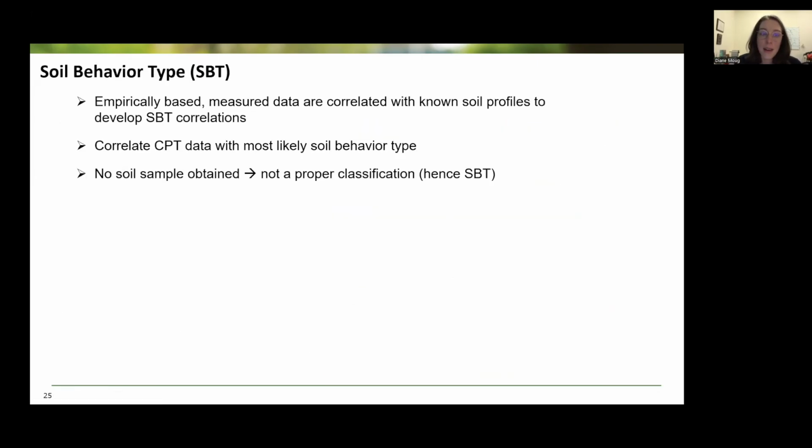That's stratigraphy. Then we have soil behavior type. And these are correlations that relate the measured CPT data to known soil profiles to get our soil behavior type correlations. So we're taking the CPT data that we measure and correlate it to the most likely soil behavior type. I'll note that with the cone, of course, we do not get a soil sample, so we're not getting a proper USCS or ASCE classification of soil. Therefore, we are calling it a soil behavior type as opposed to a soil type or soil classification.